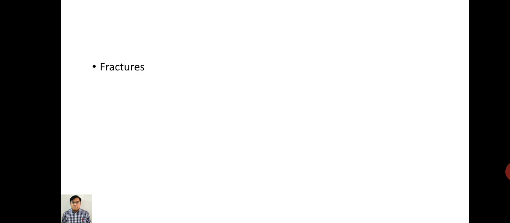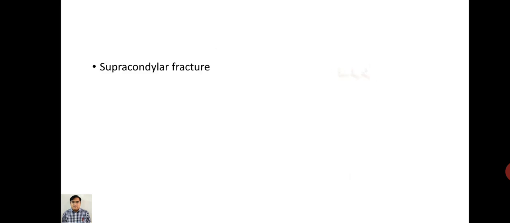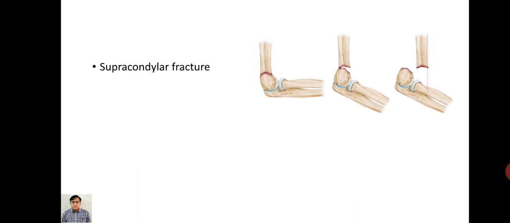Now the fractures. There are 3 common fractures of the humerus. First at the level of the surgical neck, then at the level of the radial groove, and lastly just above the condyle, that is supracondylar fracture. So this is at the level of the surgical neck, at the level of the radial groove, and the supracondylar fracture. This is the diagram showing supracondylar fracture of different grades, and the features include injury to the median nerve, since the median nerve is present anterior to the humerus.